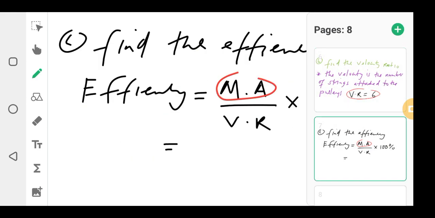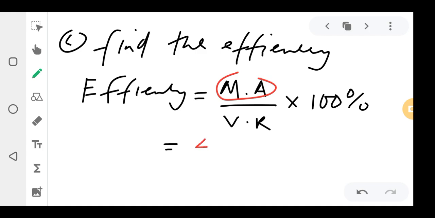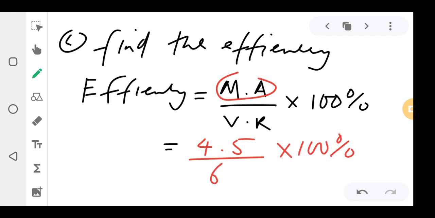So our answer is mechanical advantage 4.5, which we calculated, over velocity ratio 6, times 100%. Which will give you what? 4.5 times 100, you put equals, and then the answer you get, you divide it by 6, it will give you 75%. That's how you calculate these ones.